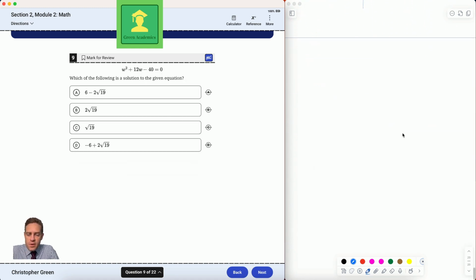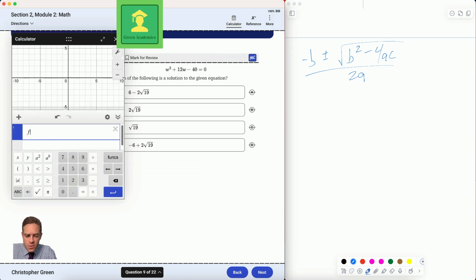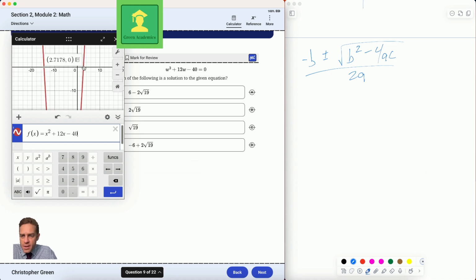W squared plus 12W minus 40 equals 0. Well, this must be quadratic formula. You could either write the quadratic formula the long way, which is probably what I would recommend, or you could get Desmos to show you the solution. It's not a hand-factorable quadratic as integers, but you could do it as f of x equals x squared plus 12x minus 40. And then if you zoom out, it'll give you the decimals.